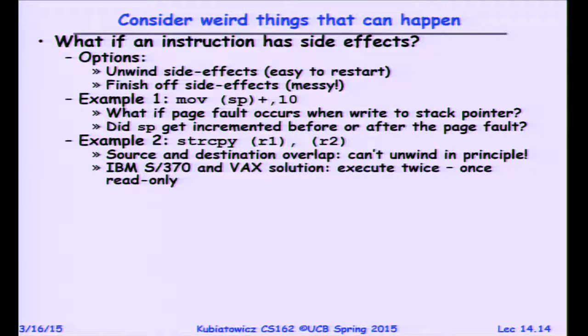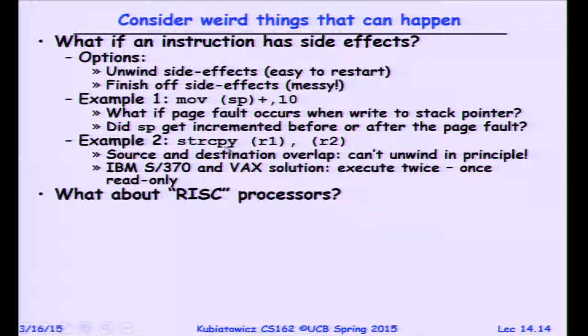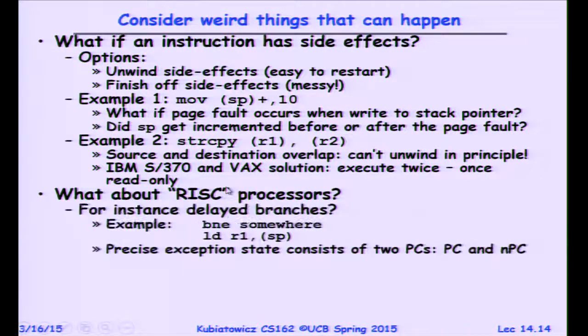The way, by the way, that this has been solved in a couple of processor architectures is they actually execute the copy twice, once not actually storing anything just to get all the page faults, and then the second one actually doing the stores. What about so-called RISC processors?